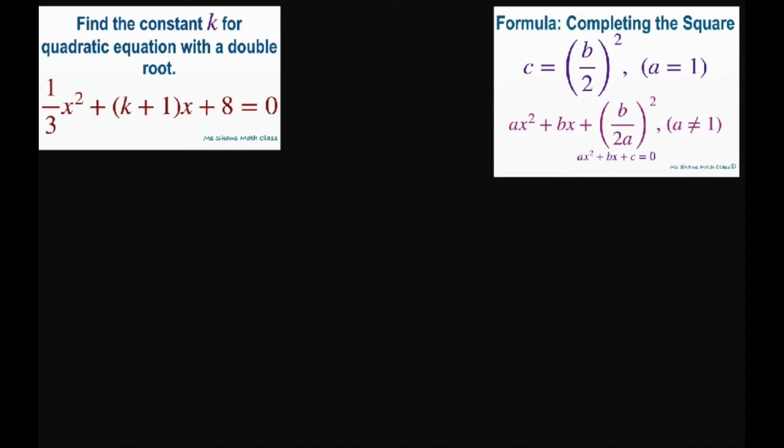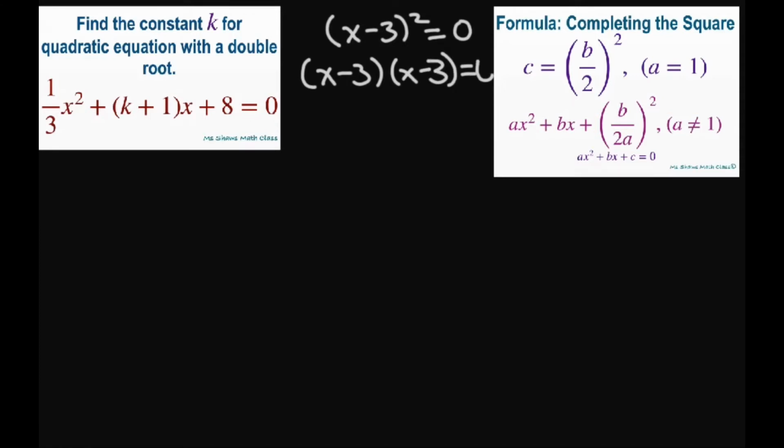And real quick, a double root just means when you have something like, say, (x minus 3) squared equals 0. So basically this would be (x minus 3) times (x minus 3). But you only have one solution, and that's x equals 3. So that's what a double root means.